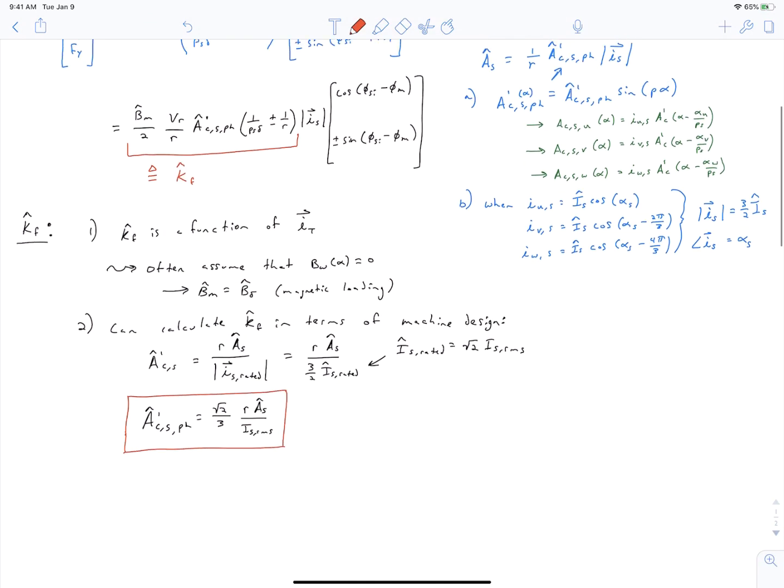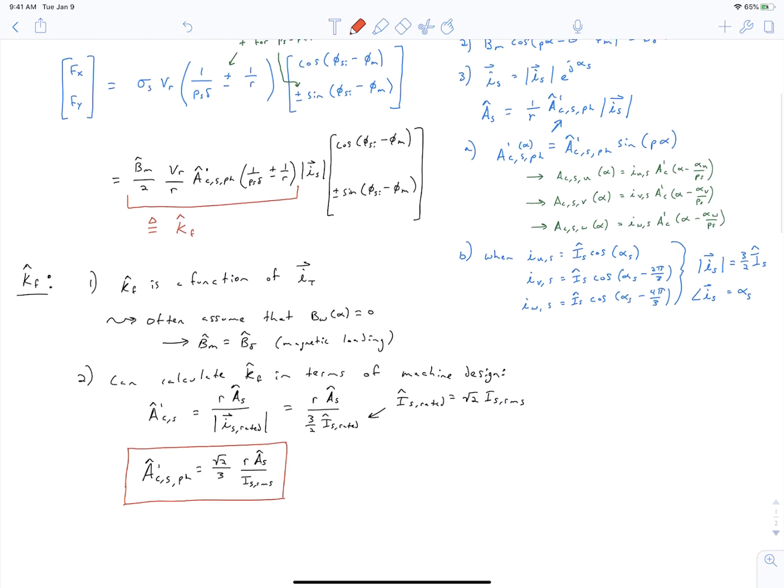And now, if we put this expression in up here, we can express our force constant in terms of purely the design parameters of our electric machine. So that is, we've got a rated electric loading for our machine, we've got a radius, and we've got the terminal current of our machine. And then, as we talked about earlier, all these parameters up here we already know for our machine.